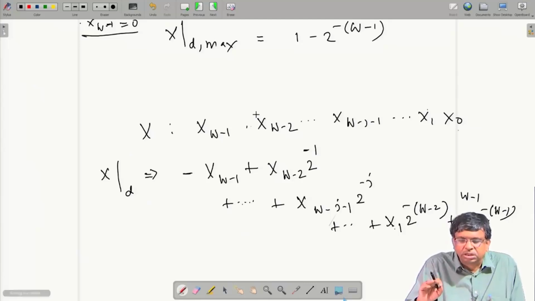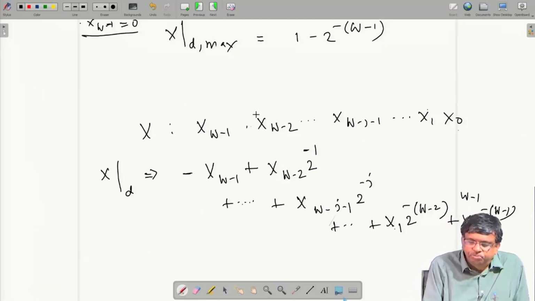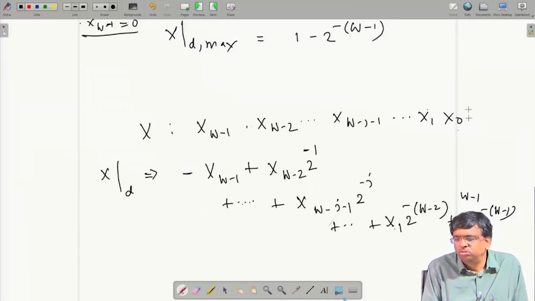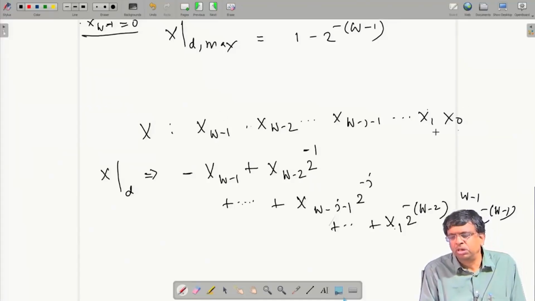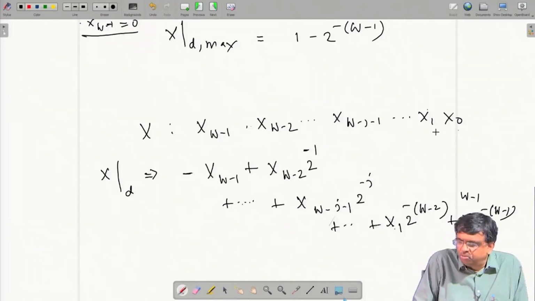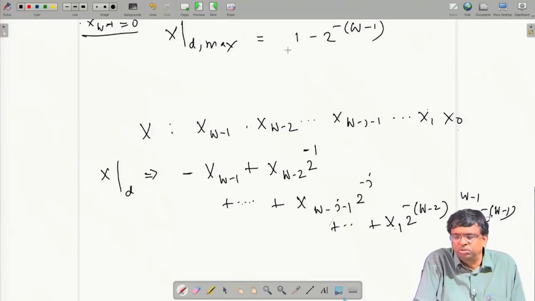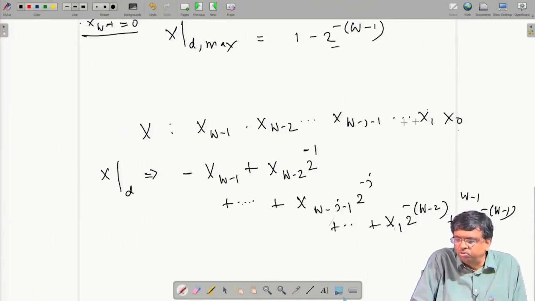Now, we go for the other side. If this fellow is 1, earlier I took the MSB to be 0 and I found the number to have a positive decimal value, and we started going up from 2 to the power minus w minus 1, then twice that, thrice that, 4 times that, up to this. This comes when all the fellows are 1 and the MSB is 0. This part we have covered.